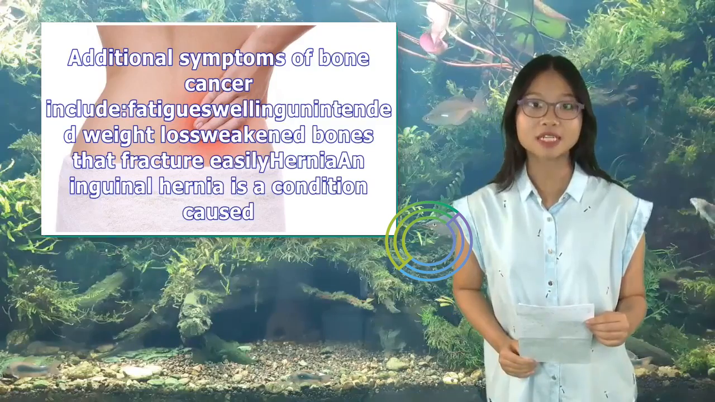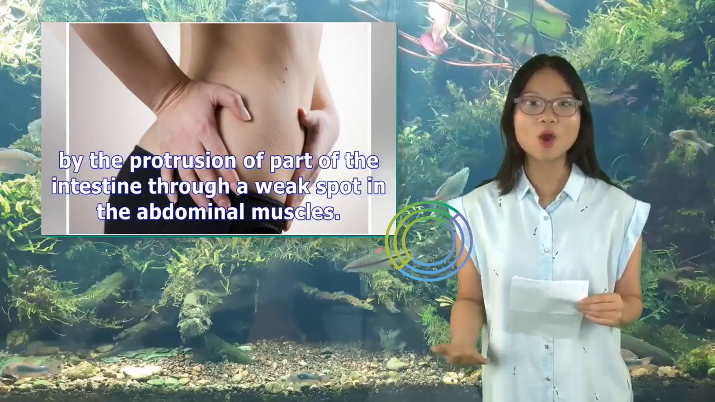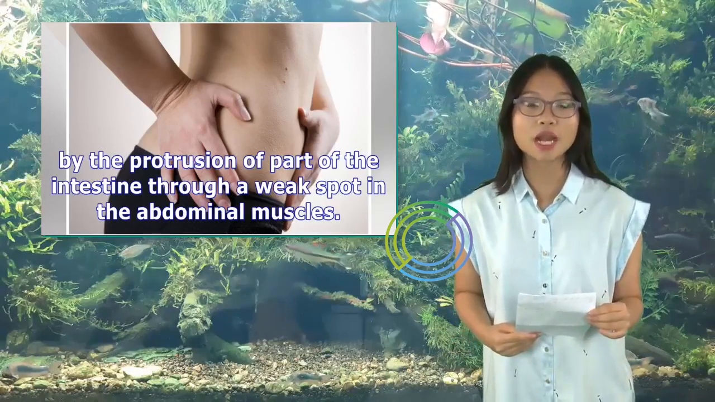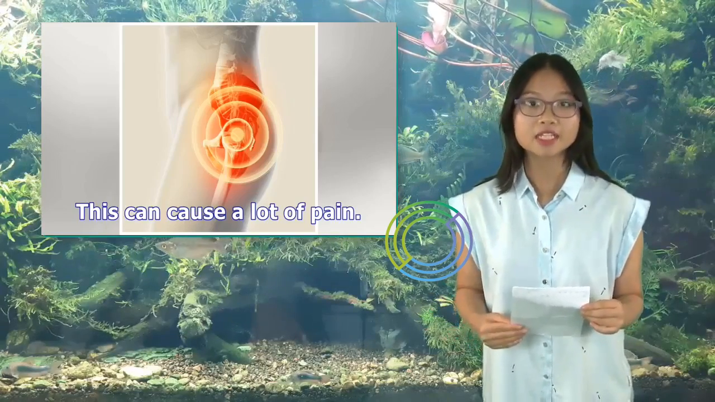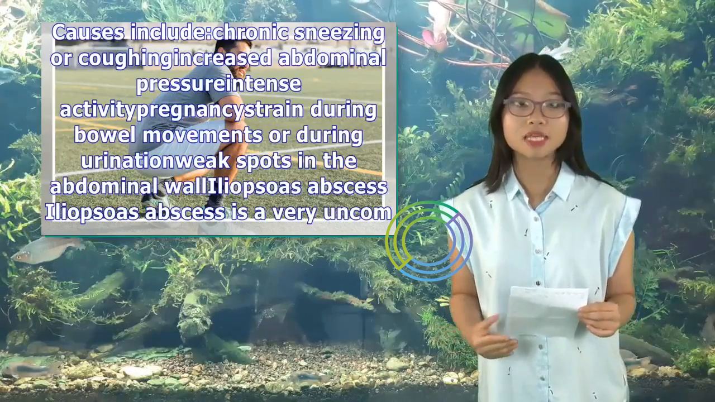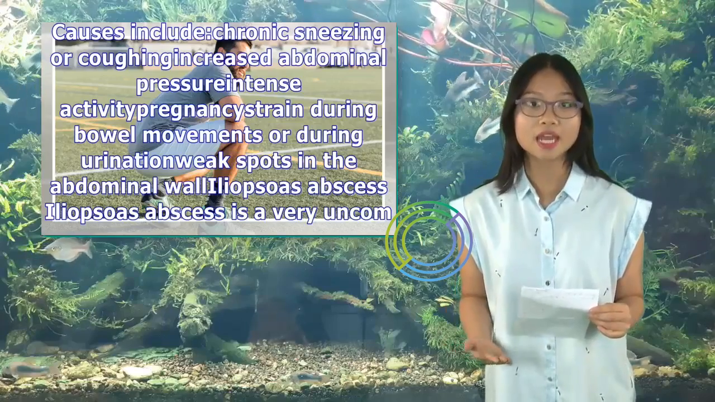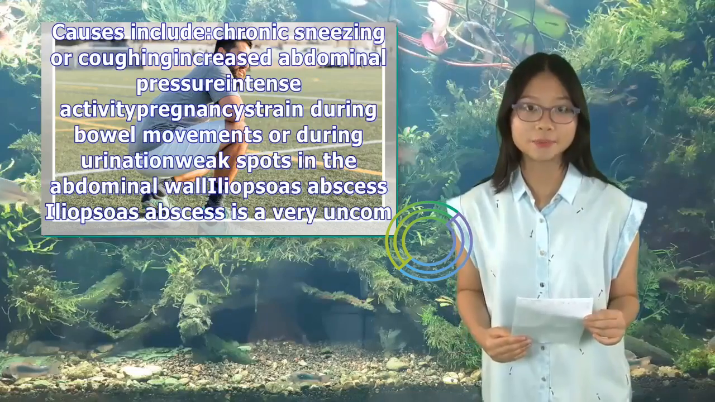Hernia and inguinal hernia is a condition caused by the protrusion of part of the intestine through a weak spot in the abdominal muscles. This can cause a lot of pain. Causes include chronic sneezing or coughing, increased abdominal pressure, intense activity, pregnancy, strain during bowel movements or during urination, weak spots in the abdominal wall.